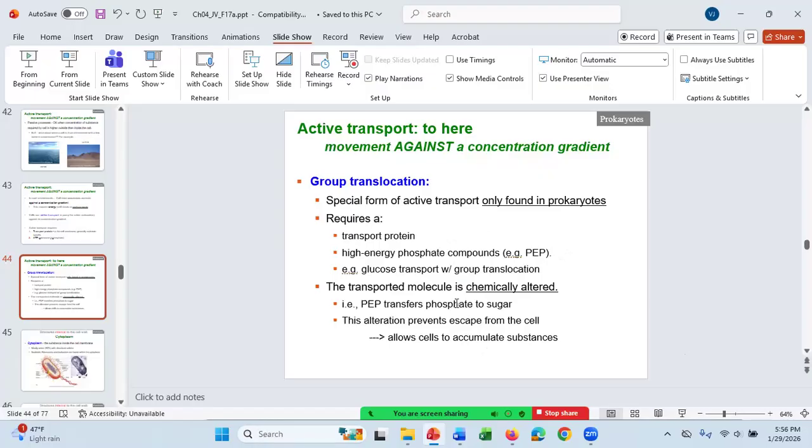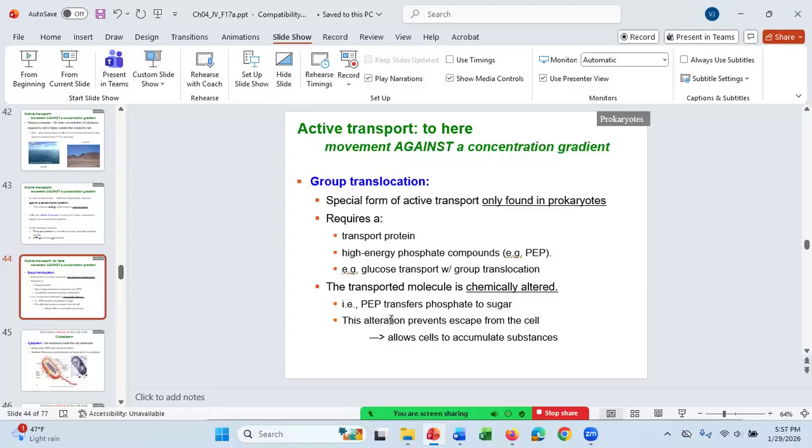And then when the molecule is moved inside the cell by group translocation, let's say glucose is moved into the cell by group translocation, the transported molecule is chemically altered. For example, once the glucose is moved into the cell, it is converted into glucose 6-phosphate. So when the molecule starts its movement, it's glucose, but when it ends its movement, it is glucose 6-phosphate.